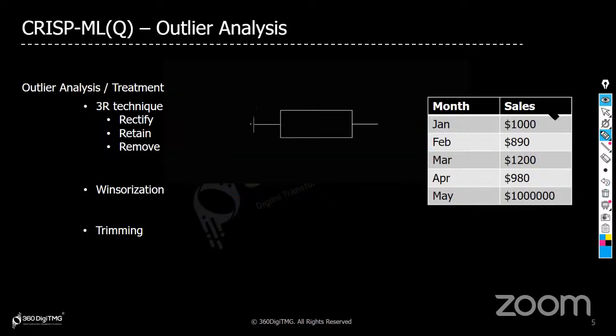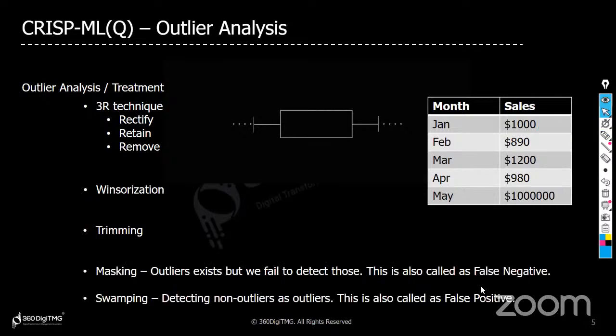So these are the different things present. And what else? We have masking. Masking is when outliers are present, but we fail to detect those outliers. This may happen for a lot of reasons, like we did not analyze the data properly, or we may have used a wrong technique. Because of these reasons, we may get a false negative, which means we fail to detect the outliers even though they are present.